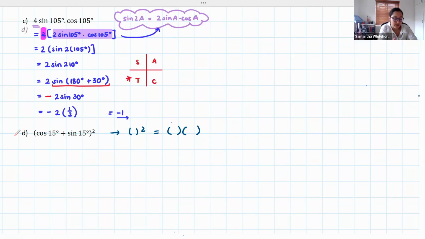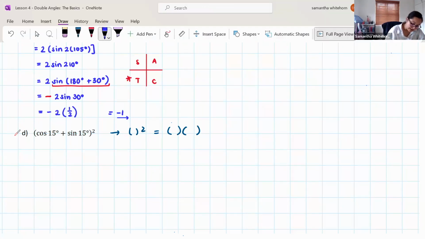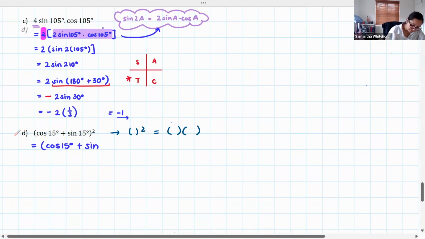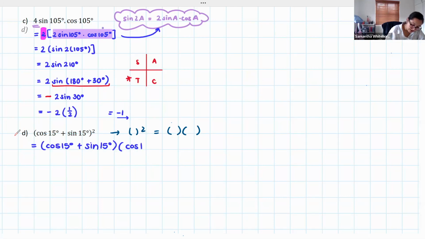Unfortunately, as it stands right now, cos 15 plus sin 15 is not a double angle identity. I cannot do anything with that at this current point in time. I now need to do this manipulation in order to figure out if there's something I can do. So unfortunately, in this case, I'm going to have to multiply these two brackets together. So I'm going to have to multiply the binomial by the binomial in order to get the product.